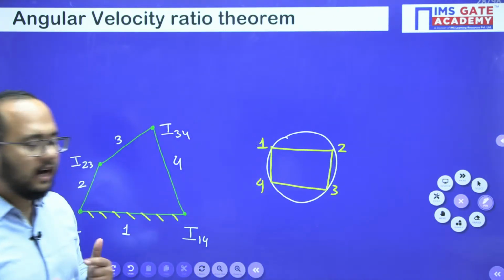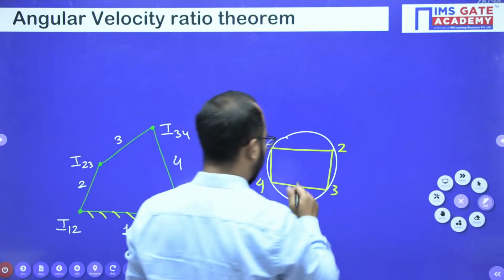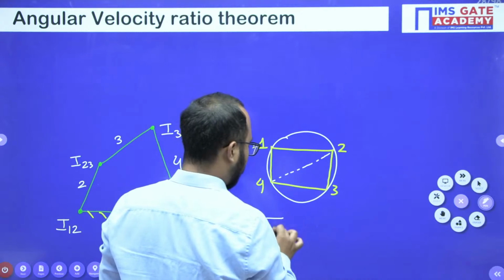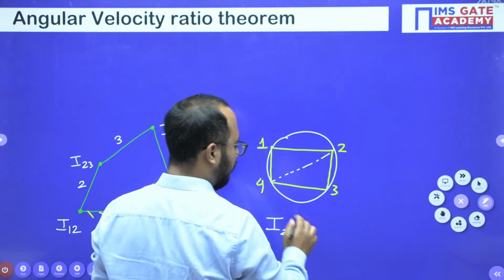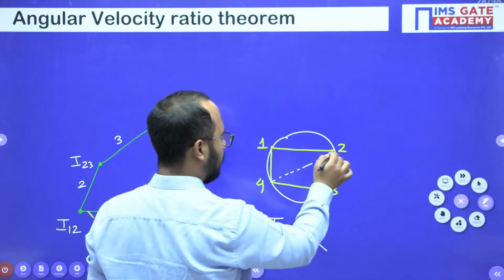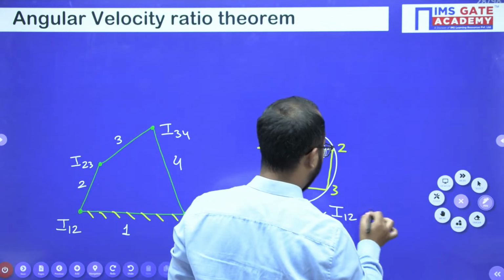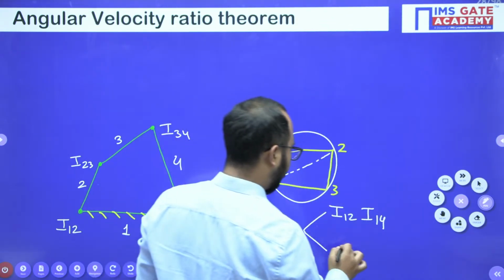In order to identify or locate the position of eye center 2, 4, what you will do, you will go from 2 to 4. If you want to go from 2 to 4, what are the two different ways? Go from 2 to 1 and 1 to 4. I can write 1, 2 and 1, 4. Another way will be what? 2 to 3 and 3 to 4.